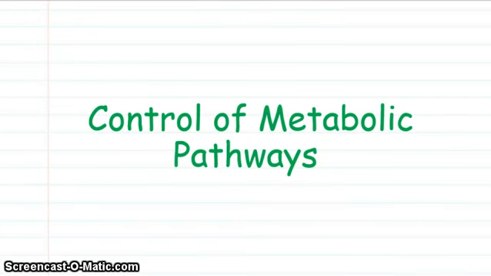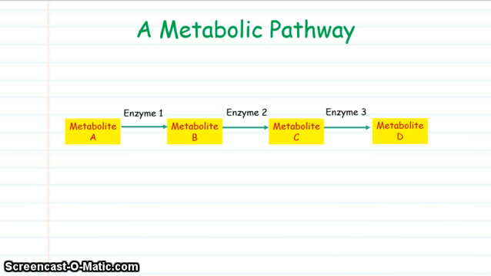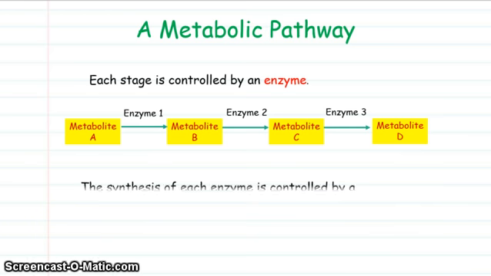Hello everyone, welcome back to the second part of Higher Biology Unit 2, Metabolism and Survival, and now we're looking at control of metabolic pathways. So let's consider a standard metabolic pathway catalyzed by various enzymes. Each enzyme, of course, is a protein, and the synthesis of each enzyme is controlled by a particular gene.